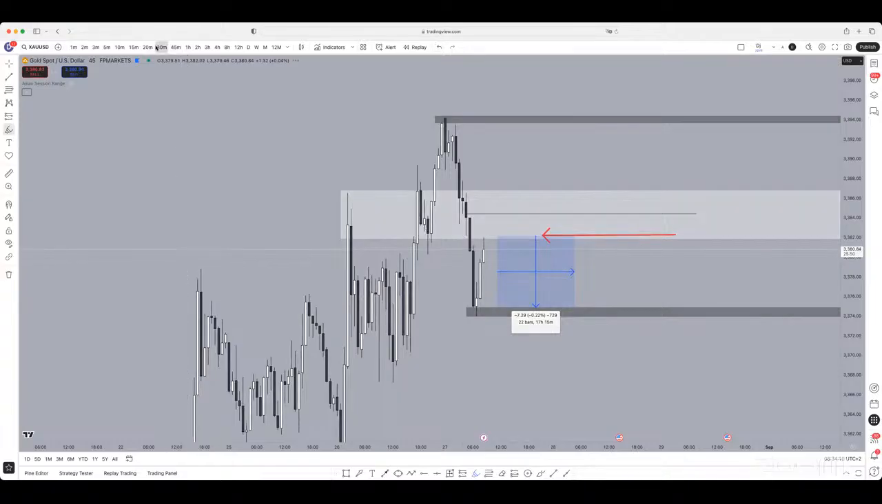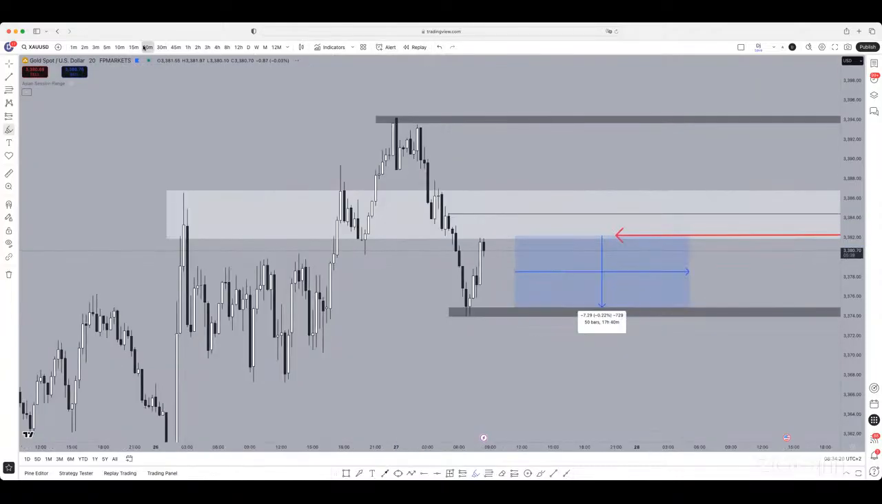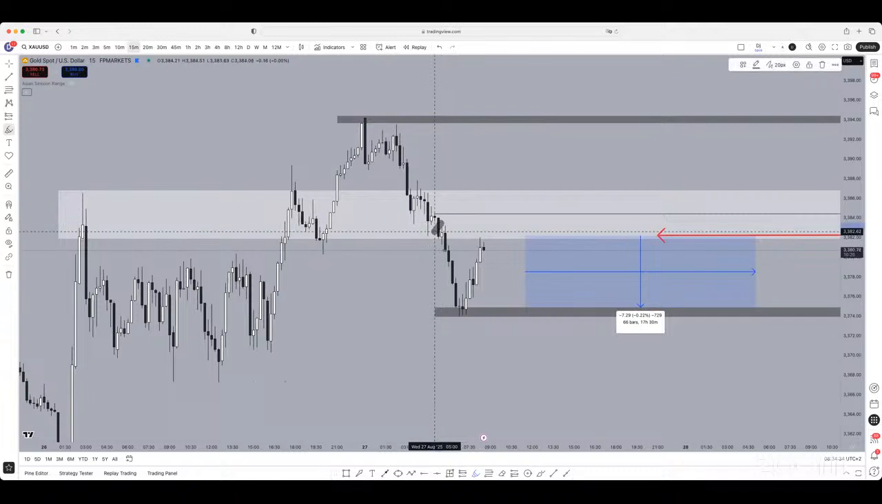Cool. Now I'll go to the 30 minute. Okay, still can't see anything. Up until this area is the first area where I see anything, but there's a load of congestion over here on the left as well. Now I'll go to the 20 minute. On the 20 minute, now I can see we've got this area, but this wick, this one here, has already retested it. So it's not really on my radar right now. And then I go to the 15 and there you have it right there.